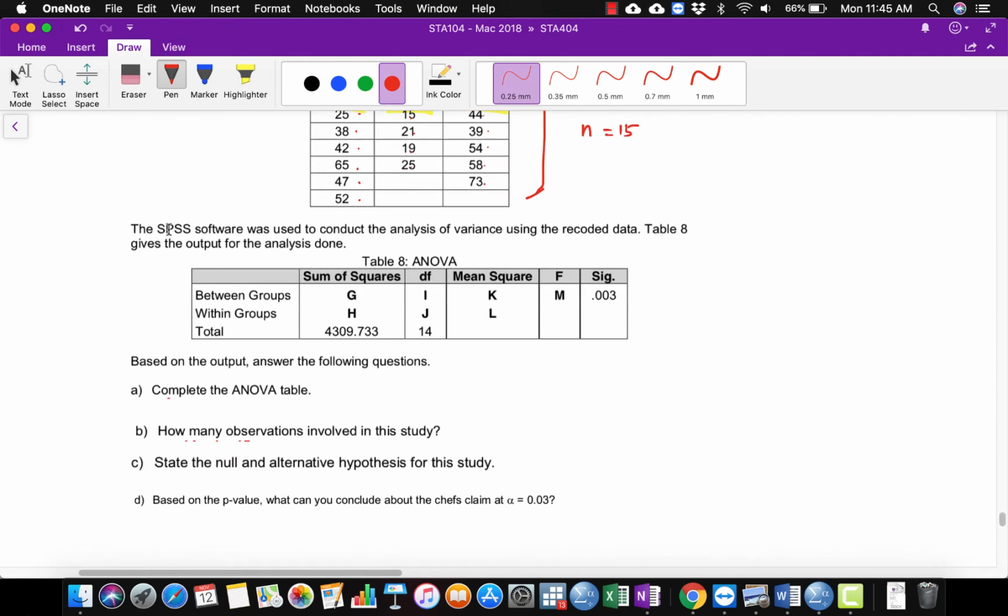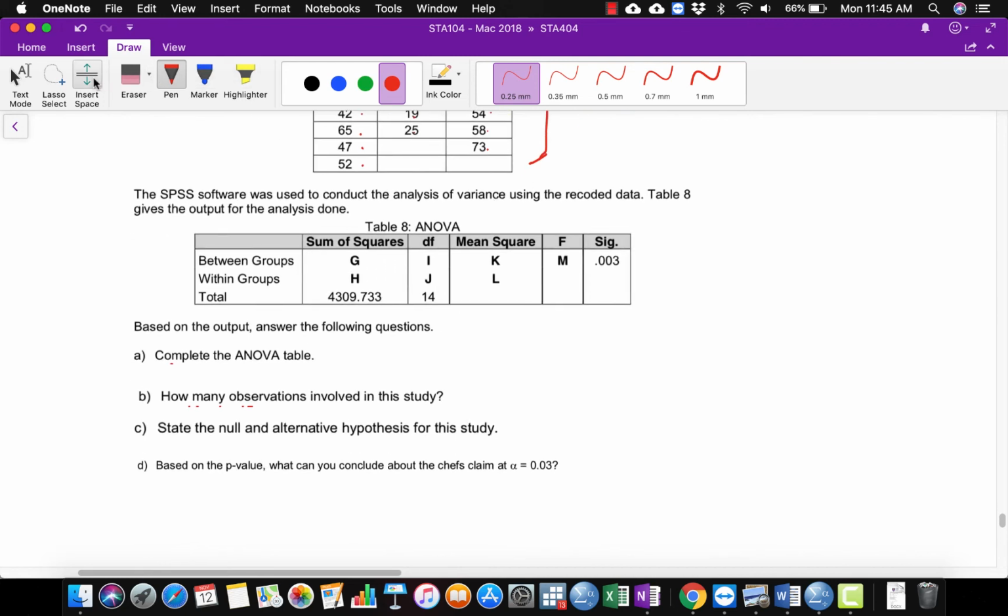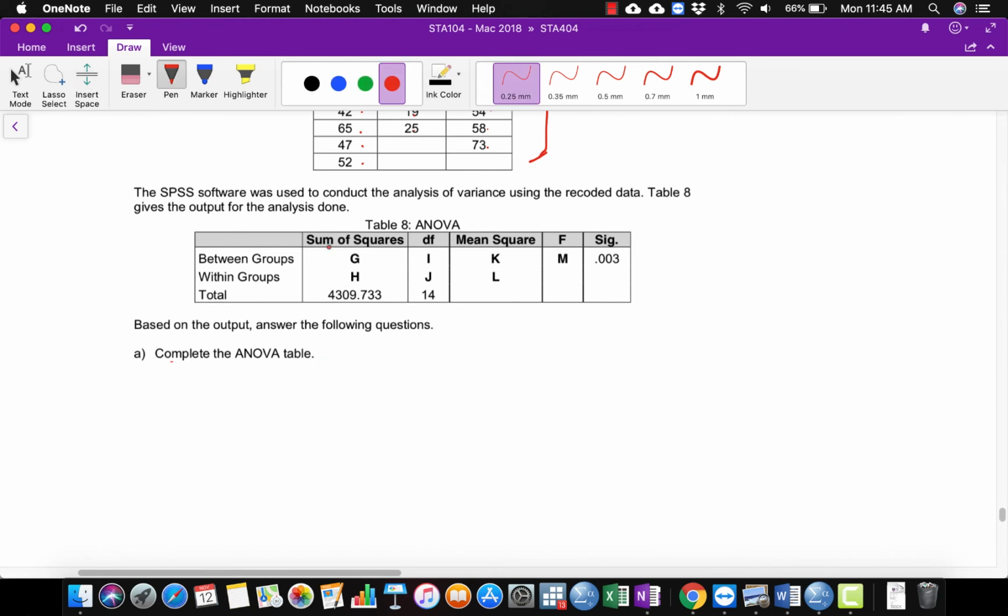So the SPSS output in table number 8, right? The significant value is 0.003, which means at least one group is different. Now let's complete the ANOVA table, right?